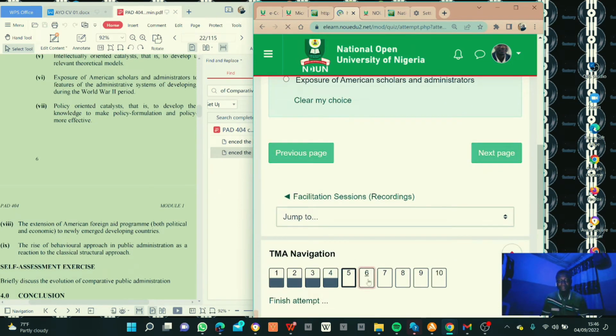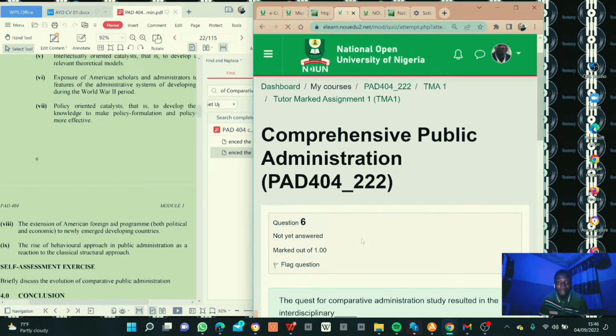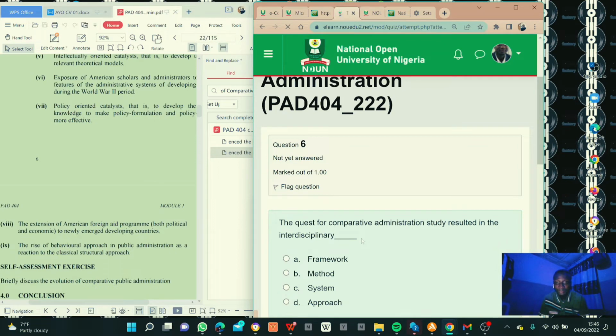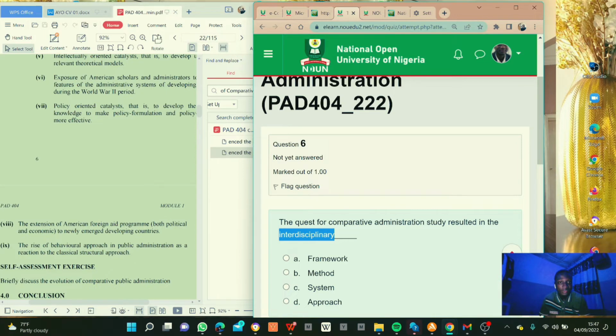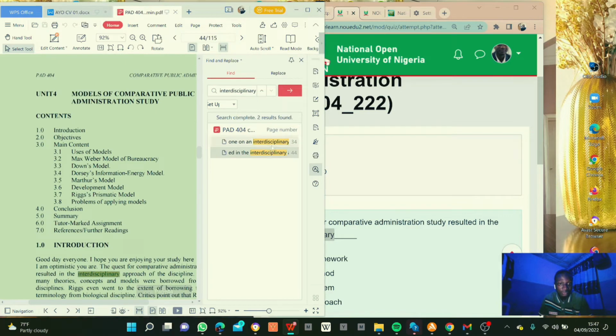Question 6. Question 6 says, the quest for comparative administration study resulted in the interdisciplinary dash. Okay, let's check interdisciplinary. That's going to be the keyword. Let's copy, and let's check with Control E as we check interdisciplinary. Okay, oh good, we have 2 results.